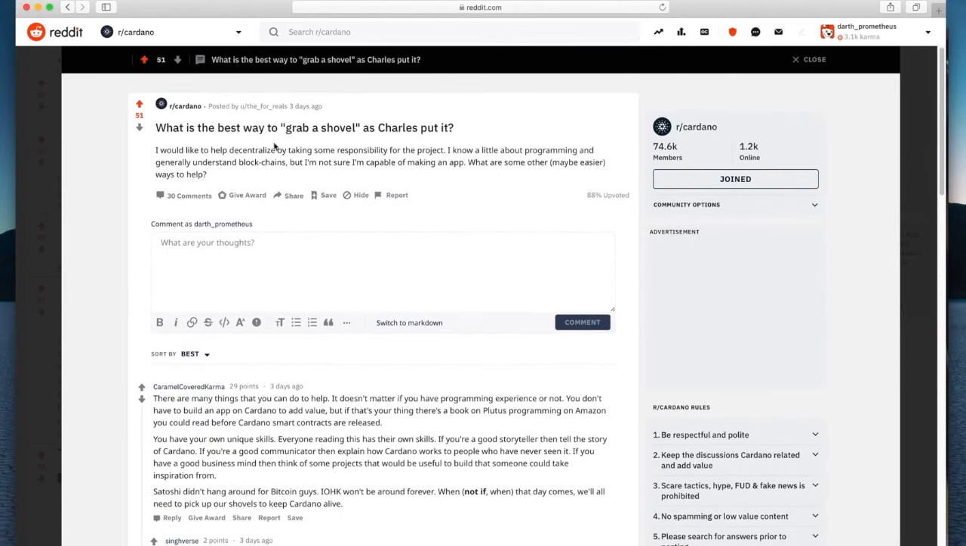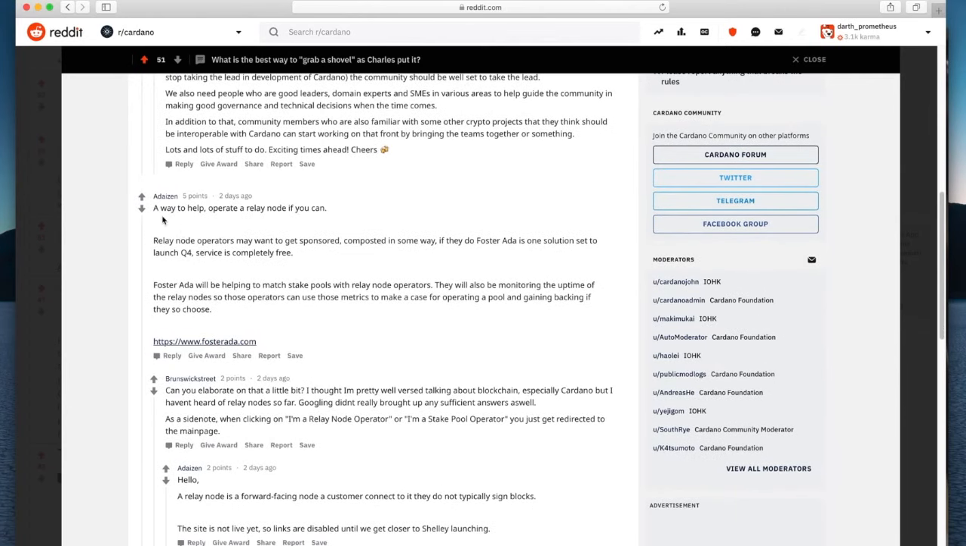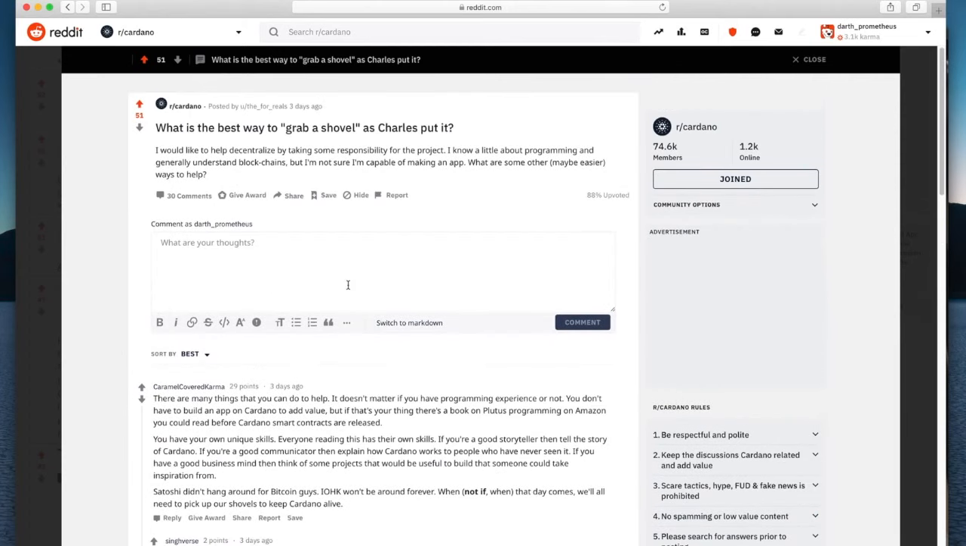So for anyone who's reading this Reddit post, what you can do is go to forum.cardano.org and check out the ambassador program. There's many ambassador roles, which are the work and the grab a shovel that the Cardano ecosystem needs done. And that's one way you can get involved, or check out these Reddit threads where a lot of community members and Reddit members have information on how you can help. Here, Adazin goes on to describe operating a relay node and gives a link to a website where he provides more information there as well. Great way to grab a shovel.